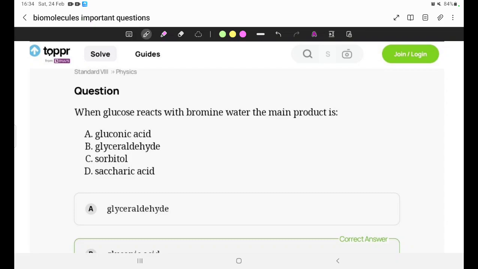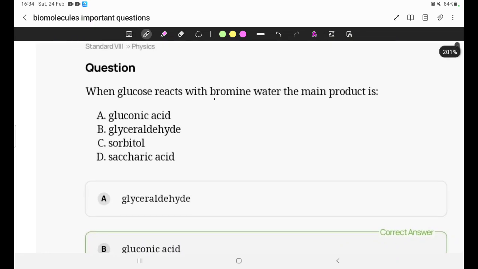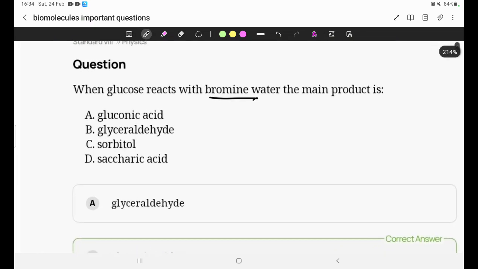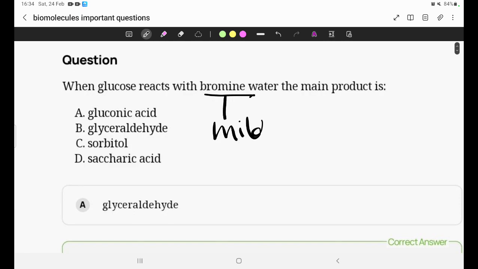That is, when glucose reacts with bromine water, what is the main product formed? See, here I'll tell you something. This bromine water, you see this, this is actually a mild oxidizing agent. Now, when you make this glucose react with bromine water, what will happen exactly?